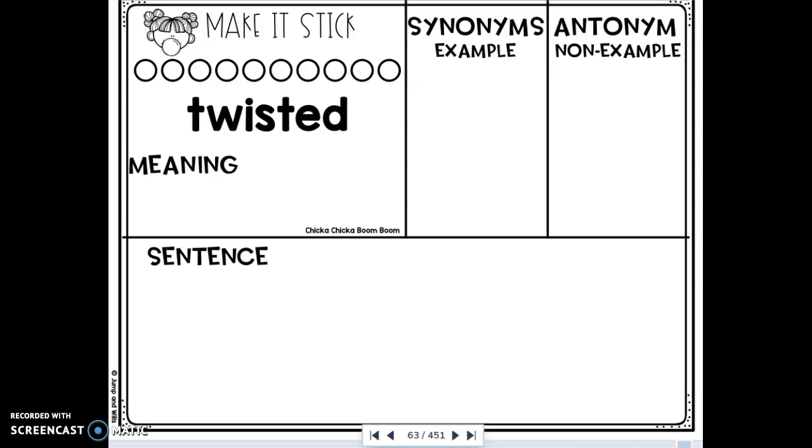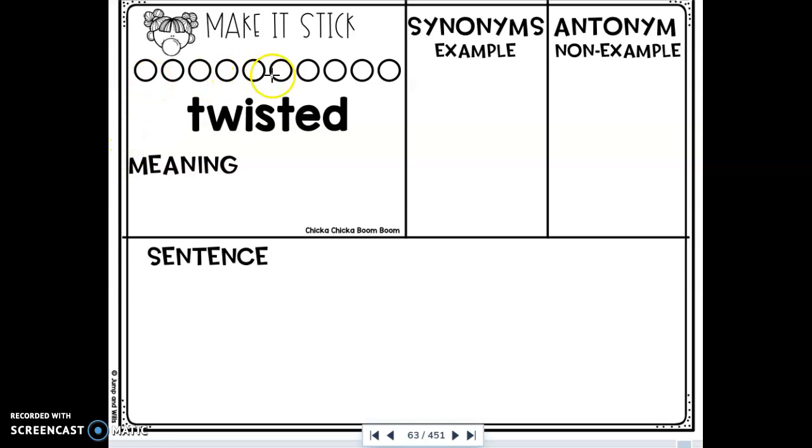Our vocabulary word for the book Chicka Chicka Boom Boom is twisted. And twisted means to move out of place. So I want you at home to think of some different ways to use twisted.